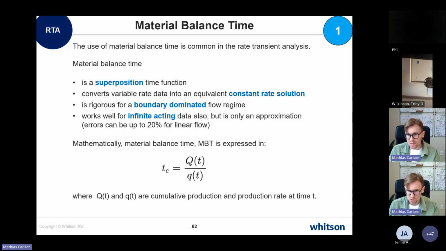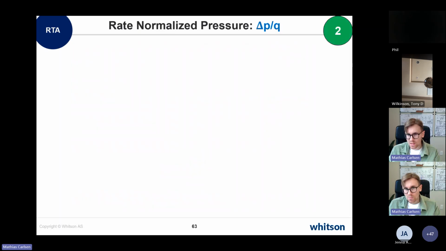There are a couple of other options too, but this is the most frequently used one. Then on the y-axis, we're plotting rate normalized pressure. This is the second time we're showing it.